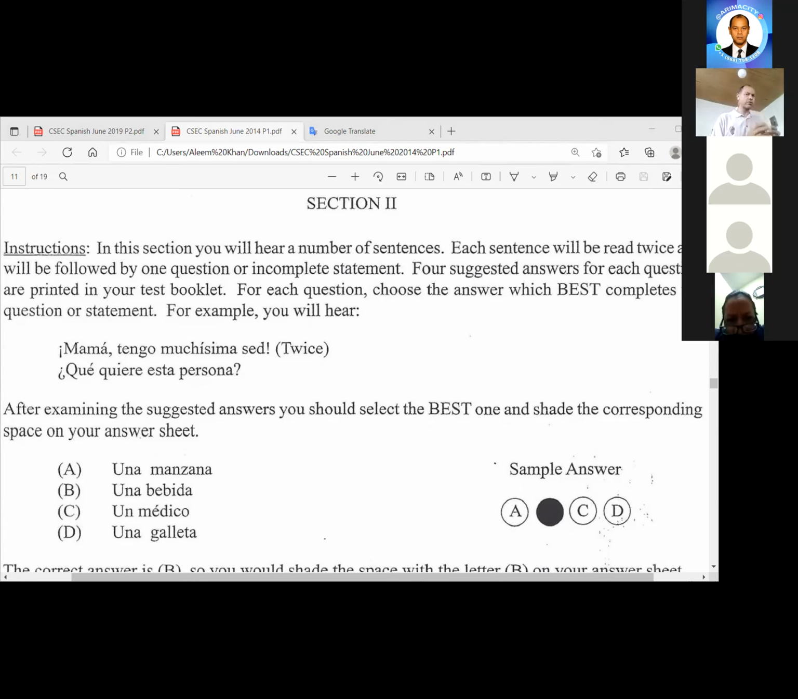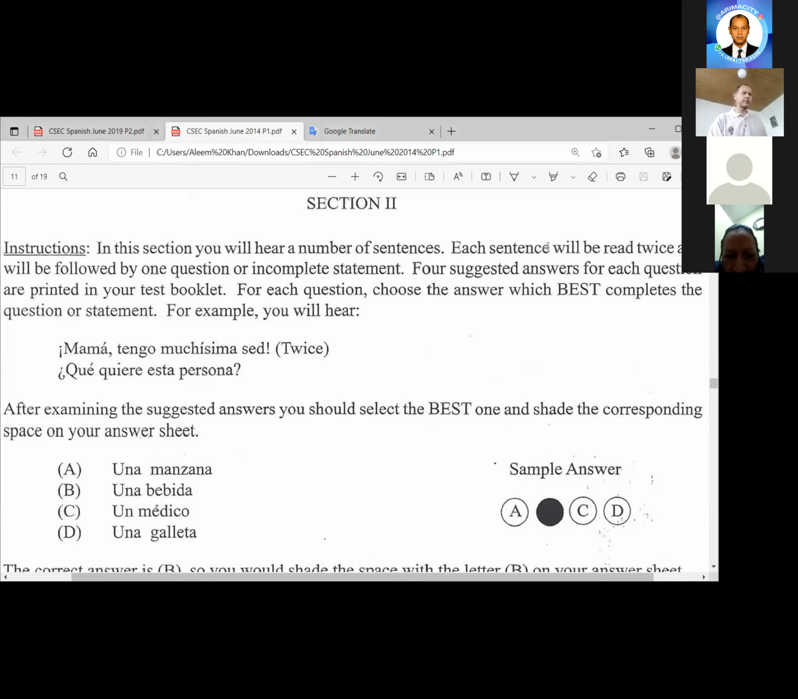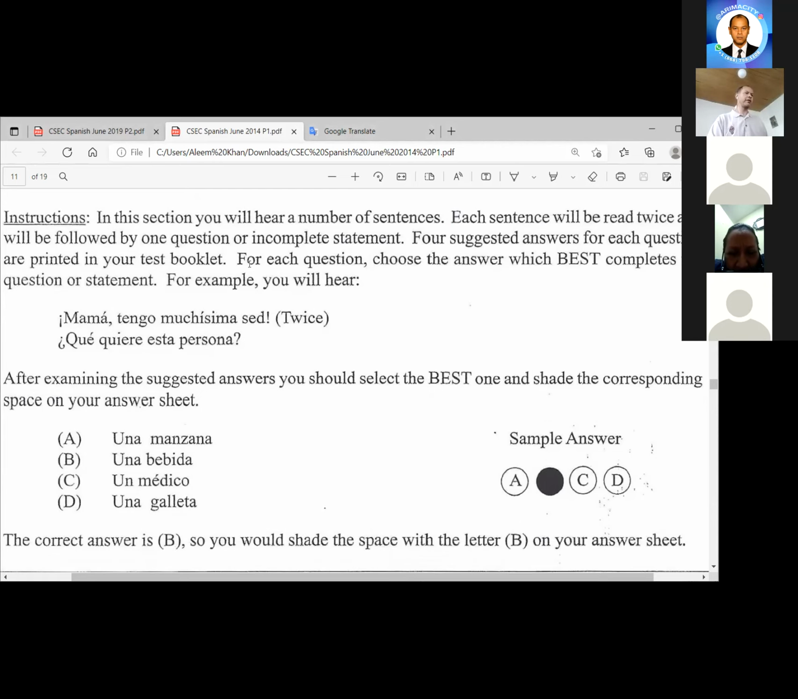Vamos a intentar hacerlo junto. In this section, you will hear a number of sentences. Very good. Each sentence will be read twice. Will be required. And will be followed by.